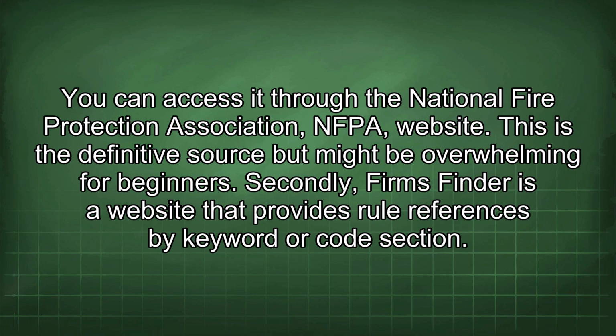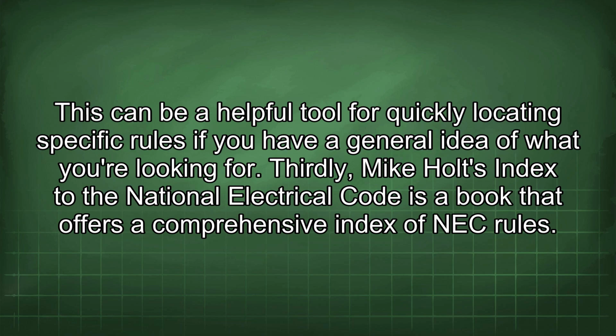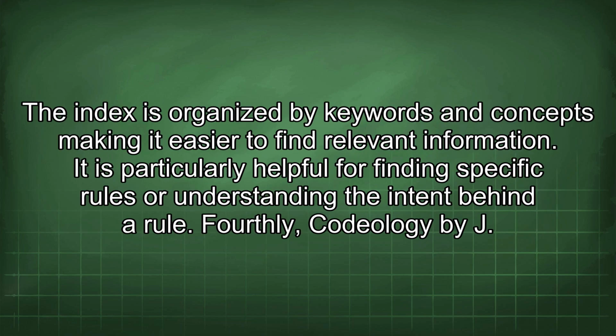Secondly, Firms Finder is a website that provides rule references by keyword or code section. This can be a helpful tool for quickly locating specific rules if you have a general idea of what you're looking for. Thirdly, Mike Holt's Index to the National Electrical Code is a book that offers a comprehensive index of NEC rules. The index is organized by keywords and concepts, making it easier to find relevant information. It is particularly helpful for finding specific rules or understanding the intent behind a rule.